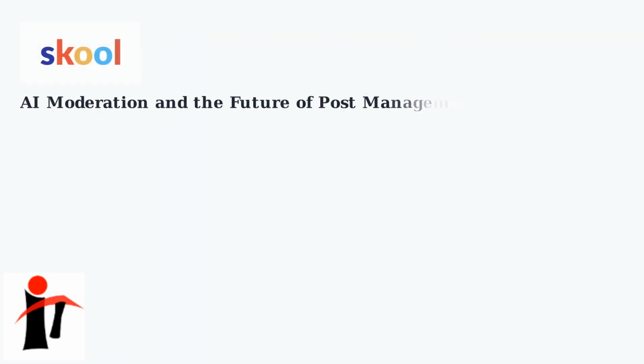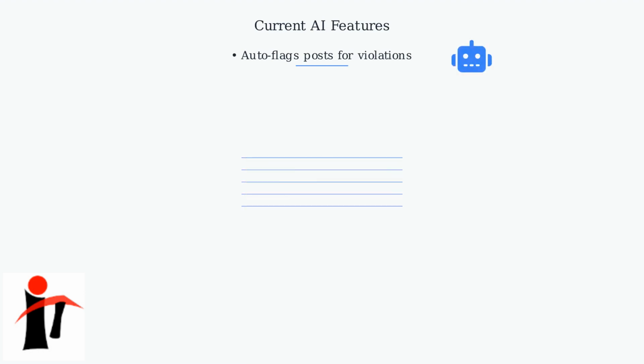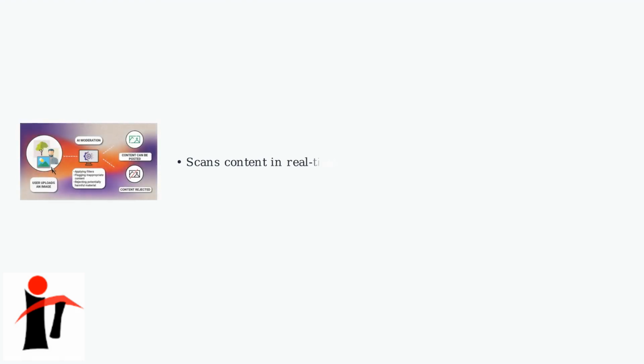Skool integrates artificial intelligence to automatically flag posts for potential deletion, significantly reducing the need for manual moderation. The AI automatically flags posts that may violate community guidelines, such as spam, hate speech, or misinformation, allowing moderators to review them quickly. AI scans uploaded content, including text and images, to detect inappropriate material and flag it before it reaches the community feed.